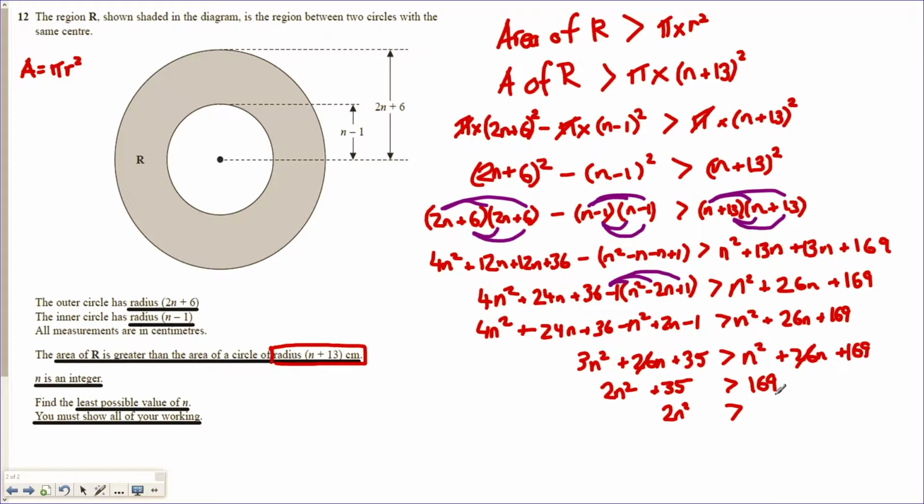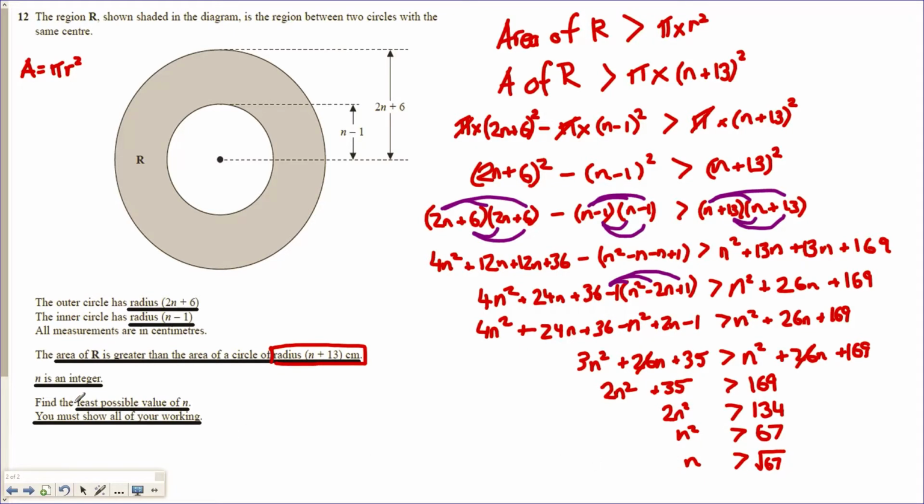So 169 take away 30 is 139. 139 take away 5 will give us 134. I'm going to now divide both sides by 2, so I'm going to have n squared is greater than. So we're just going to half 134. So a half of 130 is 65. So a half of 134 must be 67. And I'm now going to find the square root. The opposite of squaring is square root. So n is greater than the square root of 67.